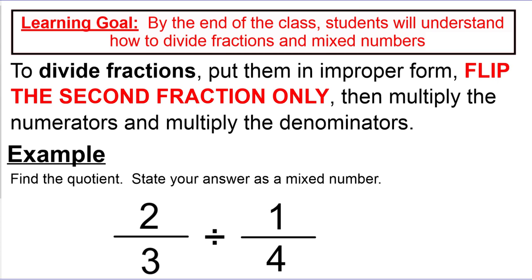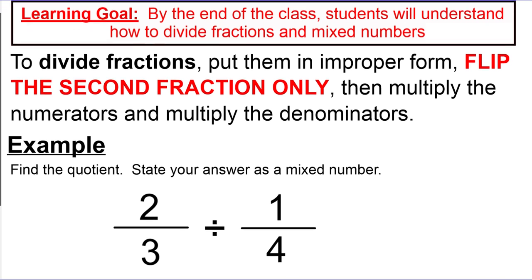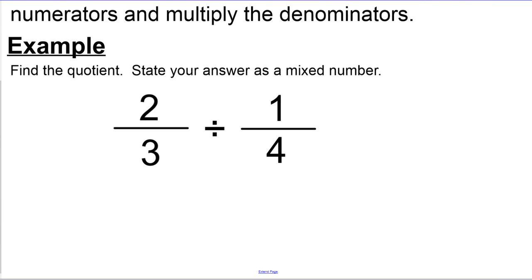So in multiplying, we said you just multiply the numbers across the top, which we call the numerator, and you multiply the numbers across the bottom, which we call the denominator. Right? So the only new thing that we have to do is to flip that second fraction and then proceed like we knew how to do from the previous video. So I'm just going to scroll down to our example here. It says find the quotient, state your answer as a mixed number.